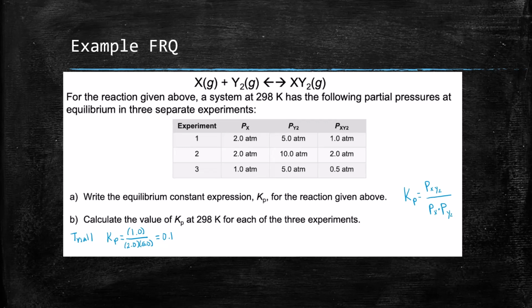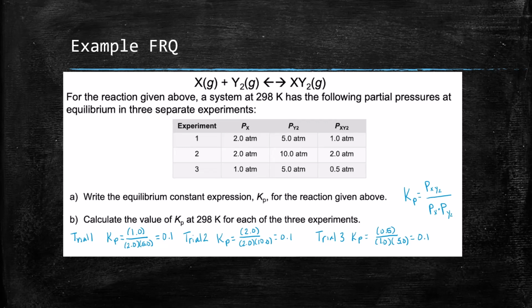If we're going to do the same exact thing for trials 2 and 3, again, you're going to just plug these values into your expression that you wrote in A, and it becomes a pretty simple problem. You should get for trial 2, 2 divided by 2 times 10, which is 20, so 2 divided by 20 gives us a value of 0.1 as well. And for trial 3, we're going to use 0.5 divided by 1 times 5, and that gives us a value of 0.1 as well.